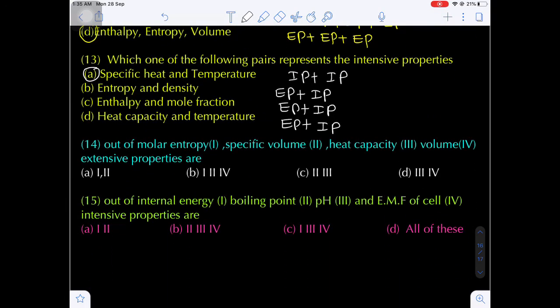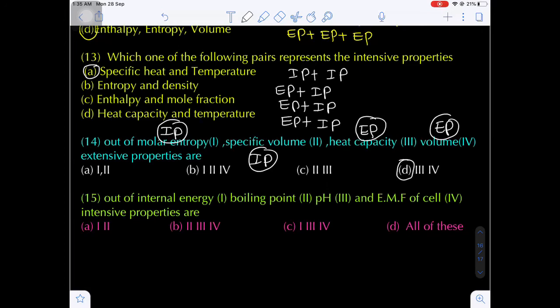Okay. And question number 14. Out of molar entropy, specific volume, heat capacity and volume, which are extensive properties? Do you know, heat capacity is an extensive property and volume is also extensive. Specific volume is an intensive property, and molar entropy is also intensive. The question asks for extensive properties, so that will be 3 and 4. In which option are 3 and 4 there? Option number D.